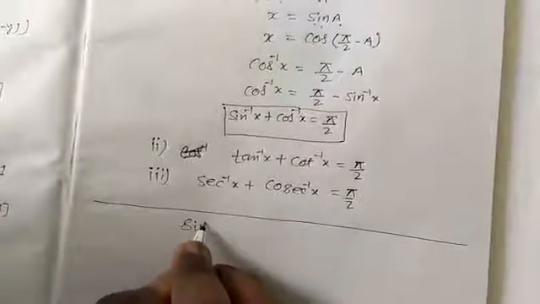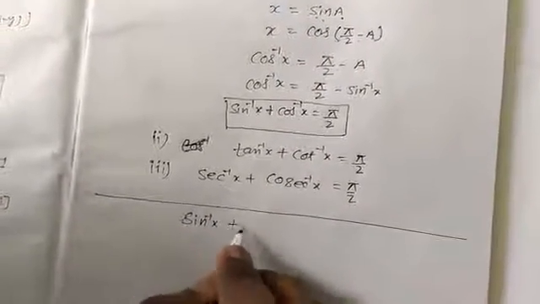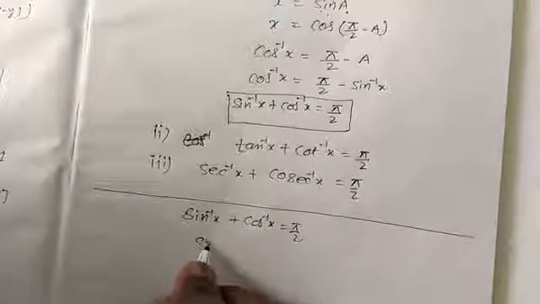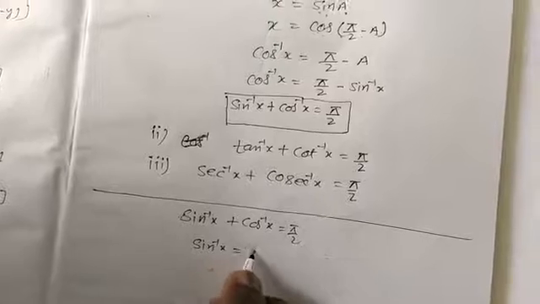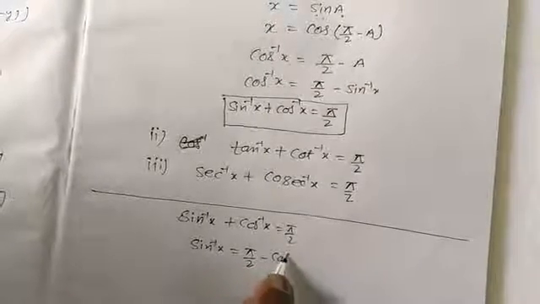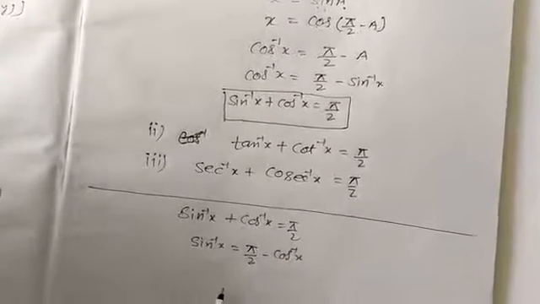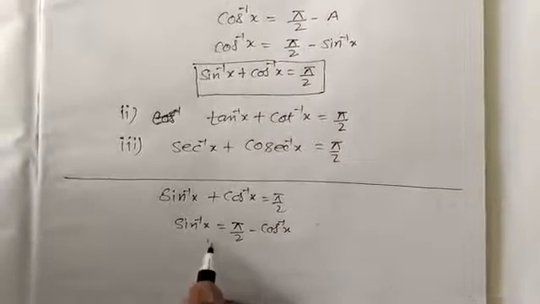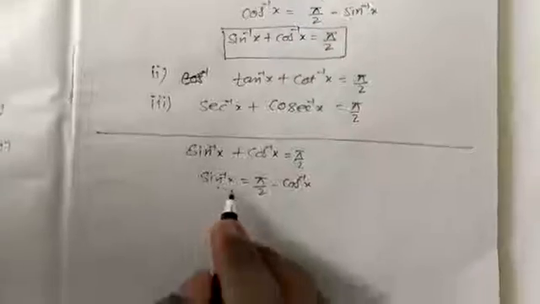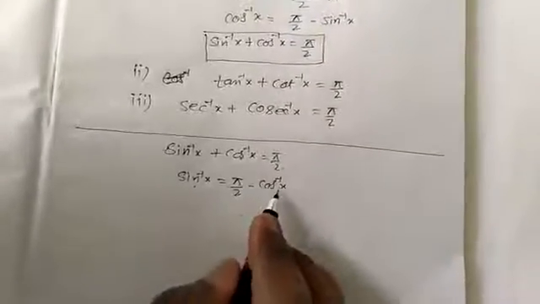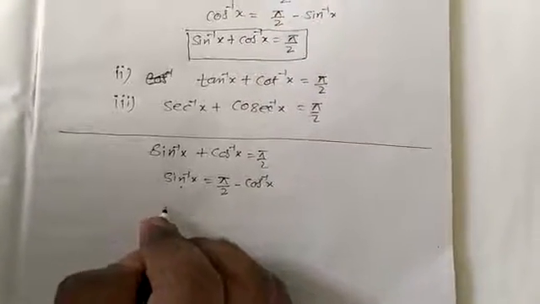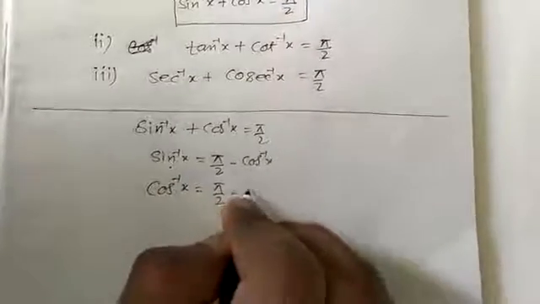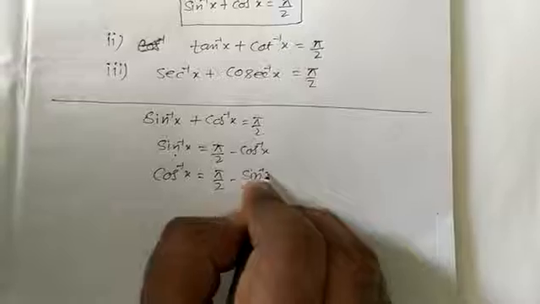sin inverse x plus cos inverse x is equal to pi by 2. It means if we find the value of sin inverse x, it will be pi by 2 minus cos inverse x. If you want to change sin inverse x into the form of cos inverse x, in place of sin inverse x you can write pi by 2 minus cos inverse x, and same as cos inverse x is equal to pi by 2 minus sin inverse x.